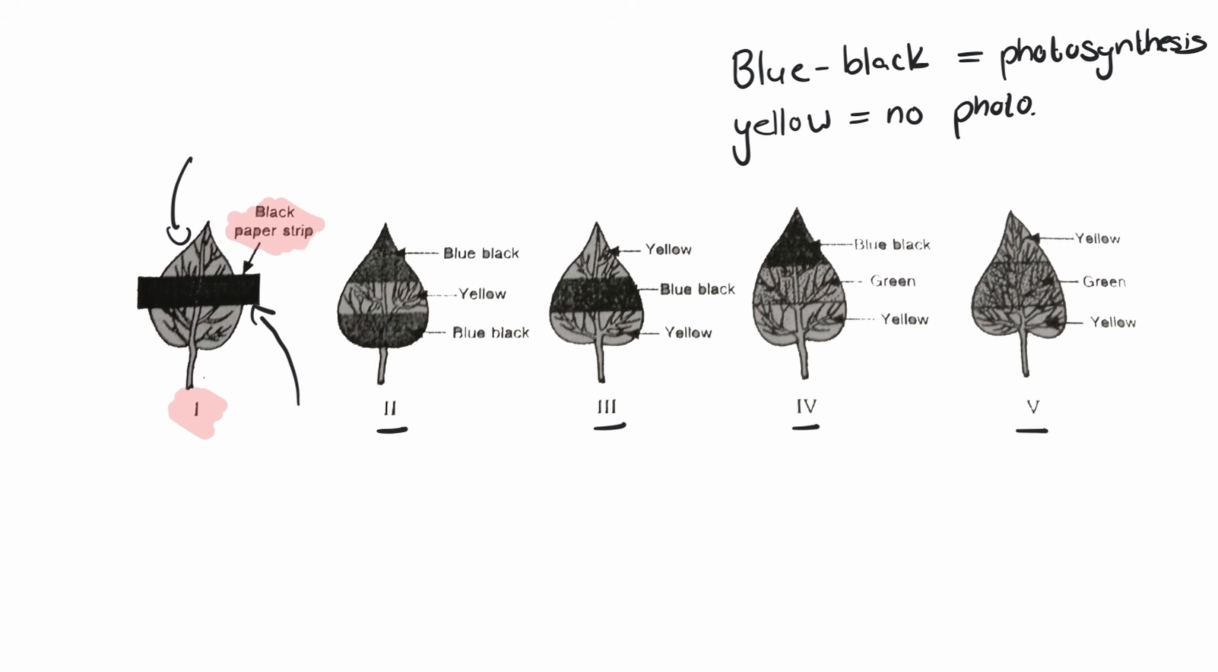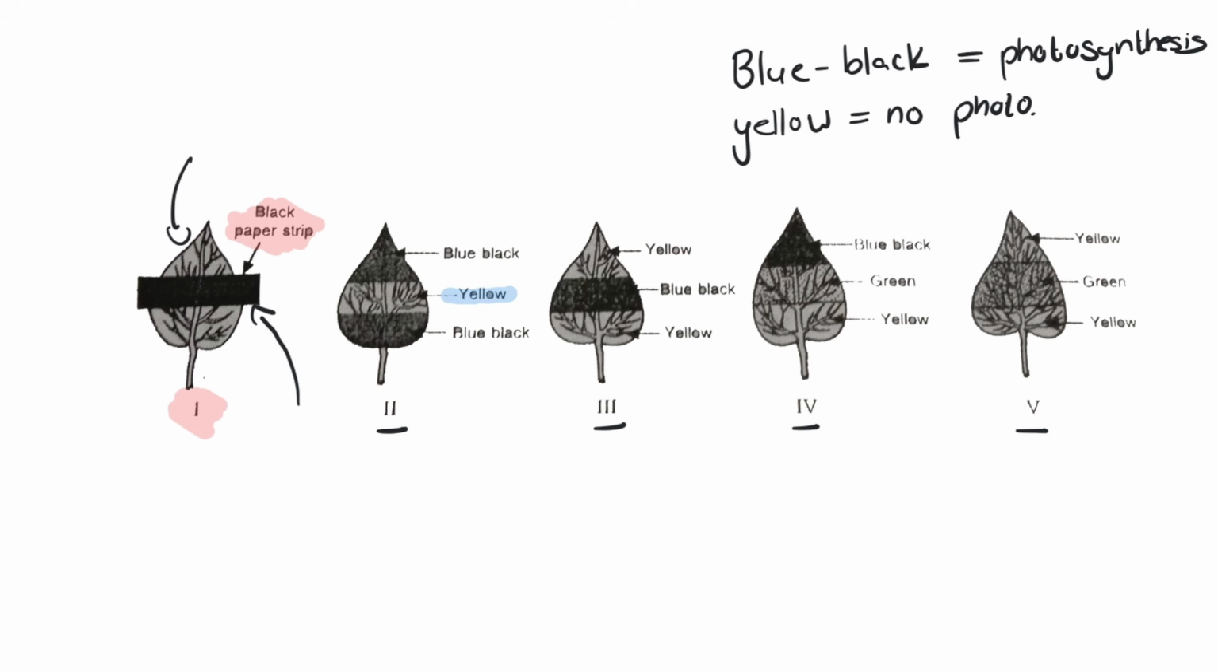So if we run through the options and we look at the yellow options here, we should easily be able to identify it almost instantly as number one, because you see here it's got the yellow. And so yellow indicates that no photosynthesis took place there.